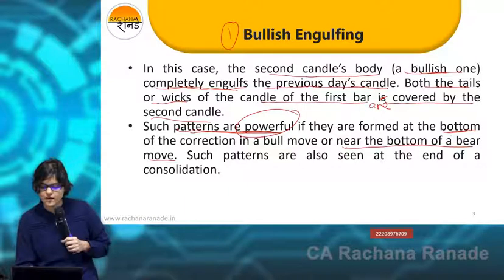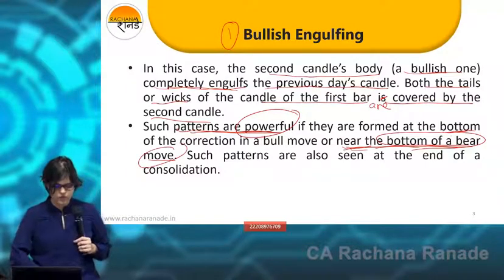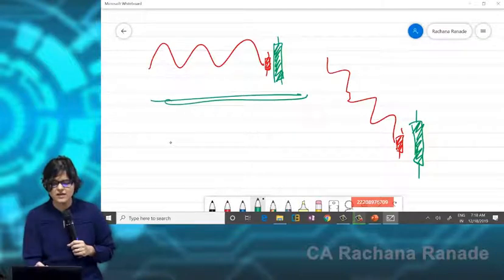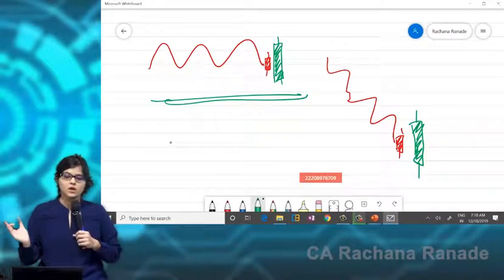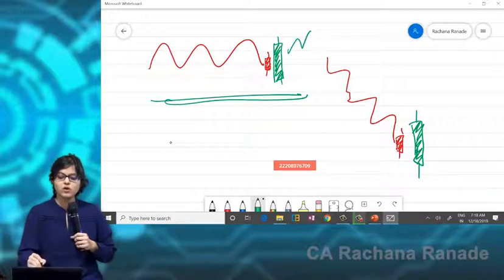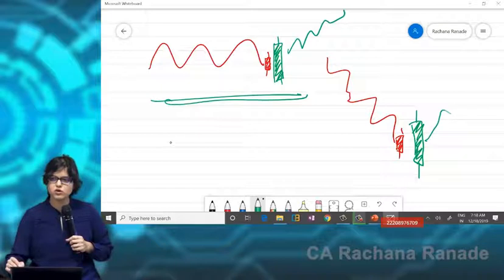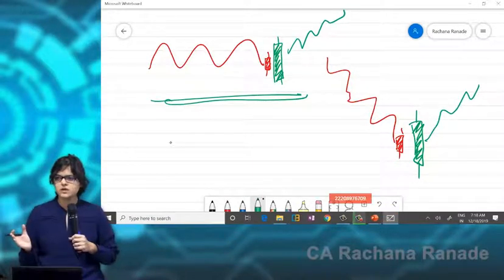When it is formed near the bottom of a bear move. Bottom of a bear move, can I say it's like the bottom of a downtrend? Is this in any way the bottom of a bear move? No way, this is just a sideways trend. So this will not give a good uptrend in the coming future, but in the other case, it can surely take you to an uptrend. Is this okay?